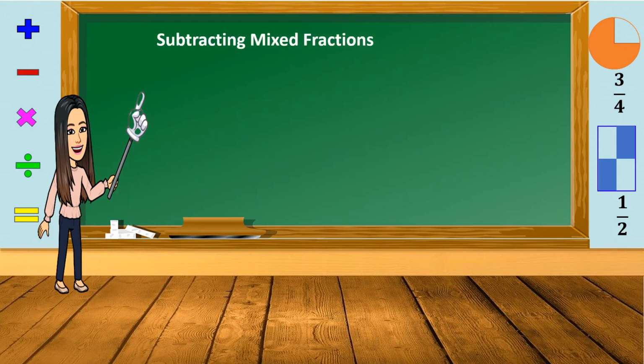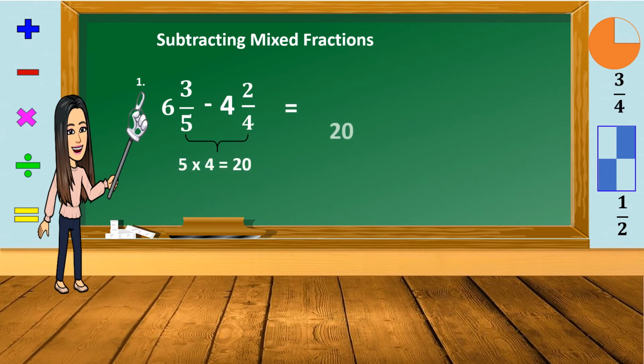Next, we have subtracting mixed fractions. 6 and 3/5 minus 4 and 2/4. Get first the common denominator. 5 times 4, the answer is 20. Use 20 again as your common denominator. Get the cross product. 3 times 4, the answer is 12. Then 2 times 5, the answer is 10.